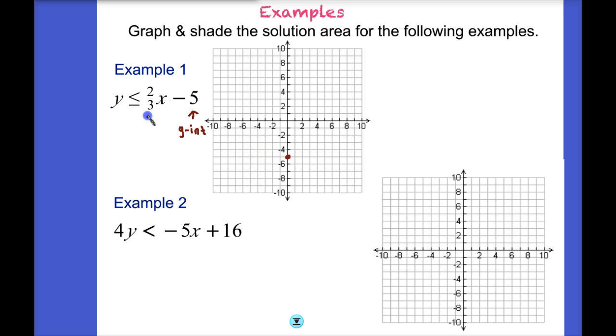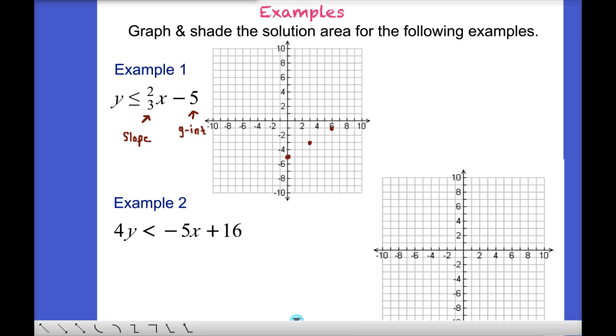Here's my slope. This 2/3 represents my slope, and that's no different than a regular linear equation. So from my y-intercept, I have a positive slope of 2/3. So I go up 1, 2, and I go over 1, 2, 3, making sure that I am in the positive direction, which I am. And I'll do another one, up 2/3. So the key here is determining if I draw a solid boundary line or a dashed boundary line.